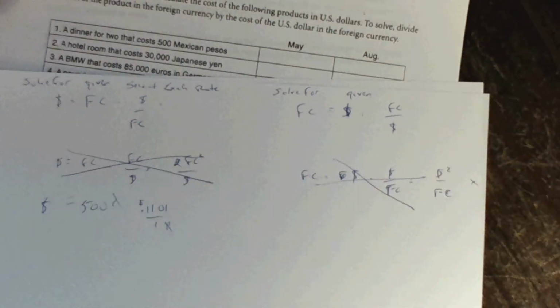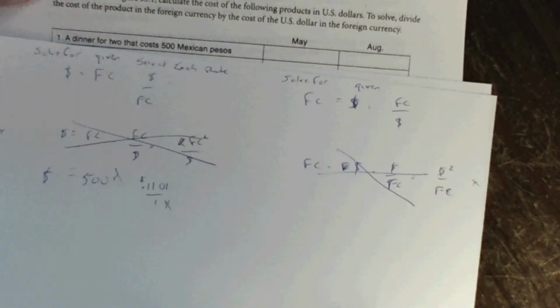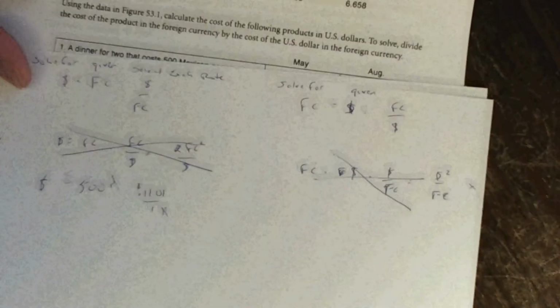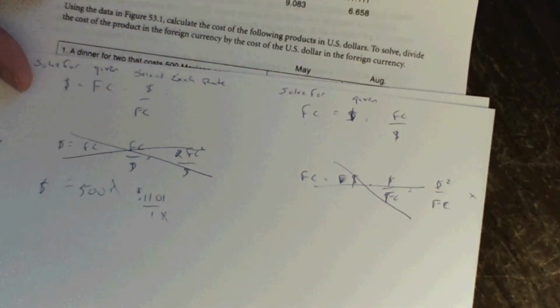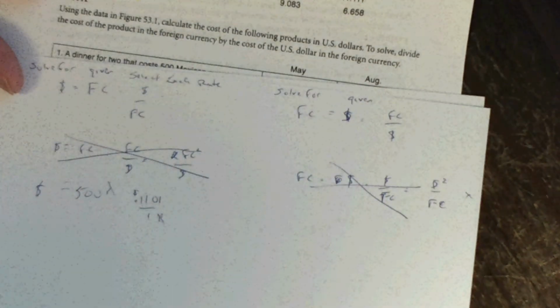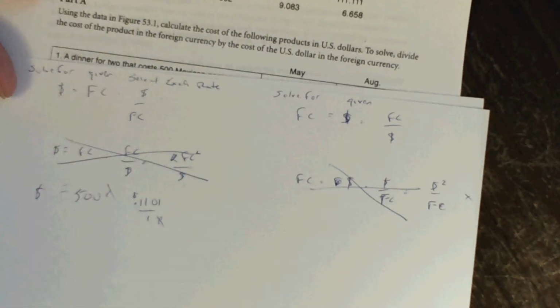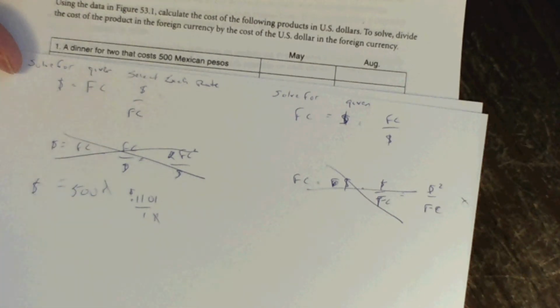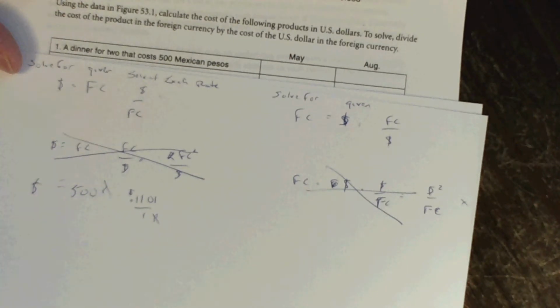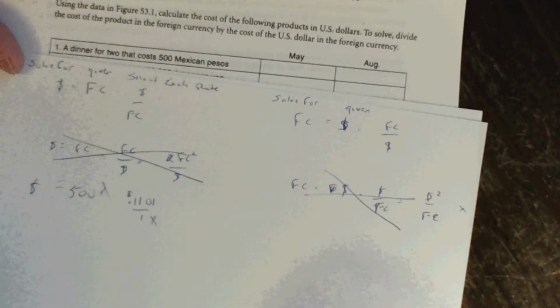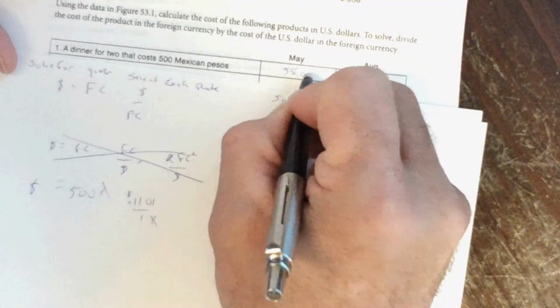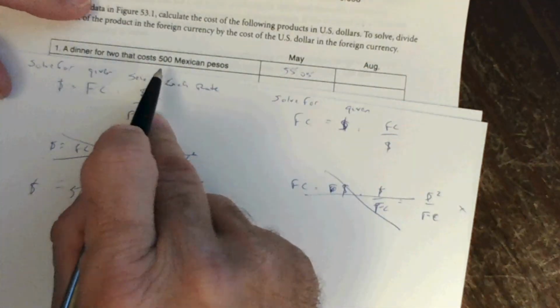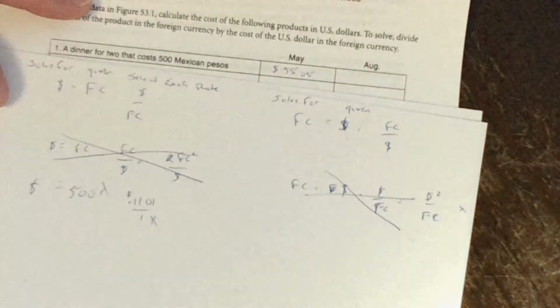So let's do that. Which I have not done yet. So we have 500 pesos times, and that's going to come out to be $55.05. So a meal that's worth 500 pesos is actually costing you $55 American.